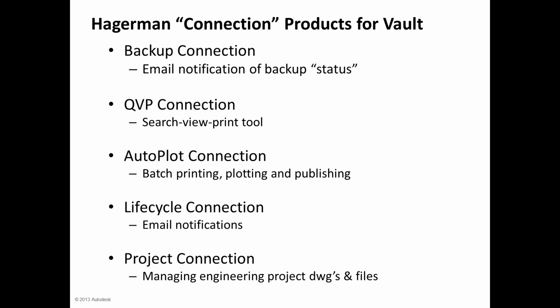Lifecycle connection gives you email notifications when you're working with Vault Workgroup or Pro and you have instituted the Vault lifecycles, changing file statuses from work in progress to review to release to obsolete. Lifecycle connection bridges the gap of that notification process to send out email notices to the affected parties to say, hey, these files have been moved or pushed to a different lifecycle. Then Project Connection is for managing broader scope engineering projects and drawings and files.